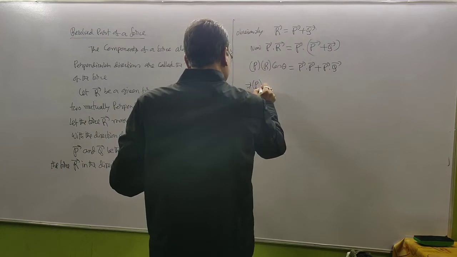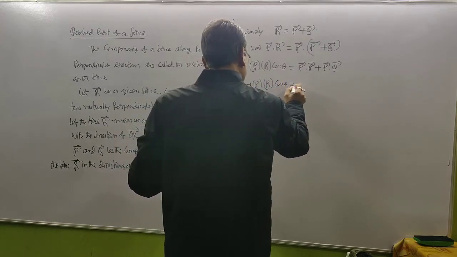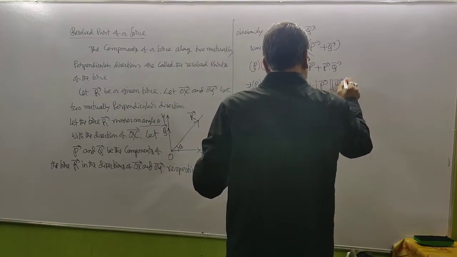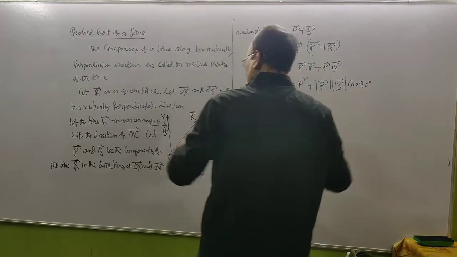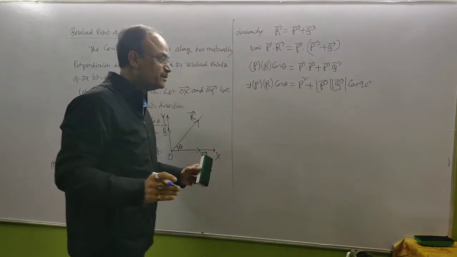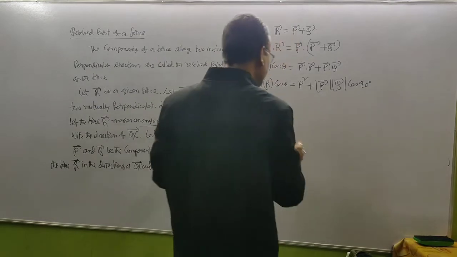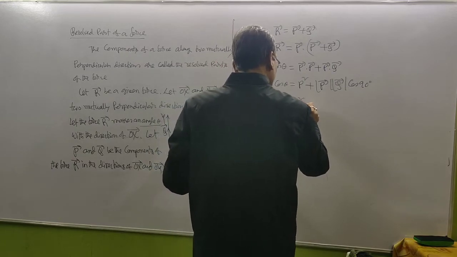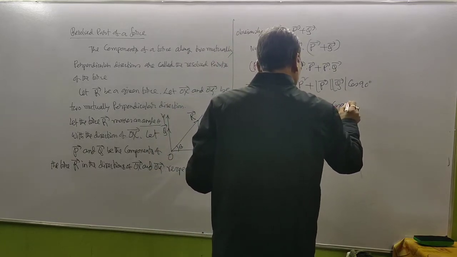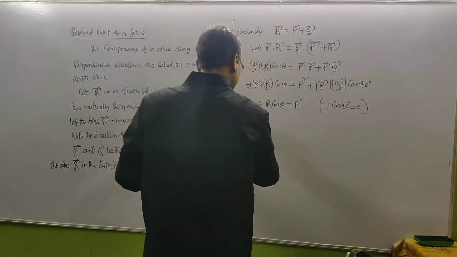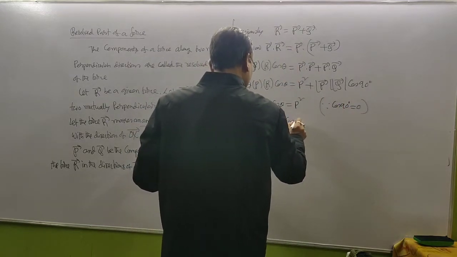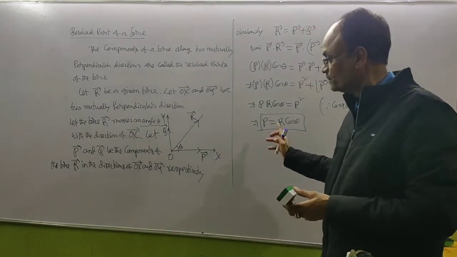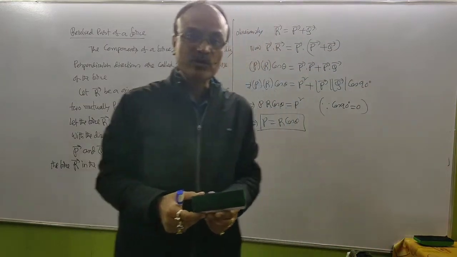or PR cos theta equal to, this is P square plus P magnitude of Q cos of 90 degree, because in mutually perpendicular directions, 90 degree. This means PR cos theta is equal to P square, since cos 90 degree equal to 0. This means P equal to R cos theta. We have found P equal to R cos theta.